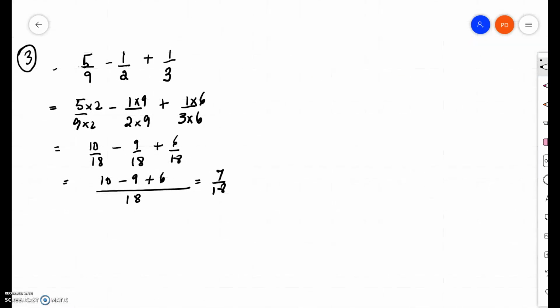Now, when we add and subtract fractions, we need to take a common denominator. 9, 2, and 3 are the denominators. Take the largest one and think of all possible multiples of 9. 9 times 1 is 9, 9 times 2 is 18, 9 times 3 is 27, 9 times 4 is 36. But the least of all these multiples that is also a multiple of 2 and 3 is the common denominator.